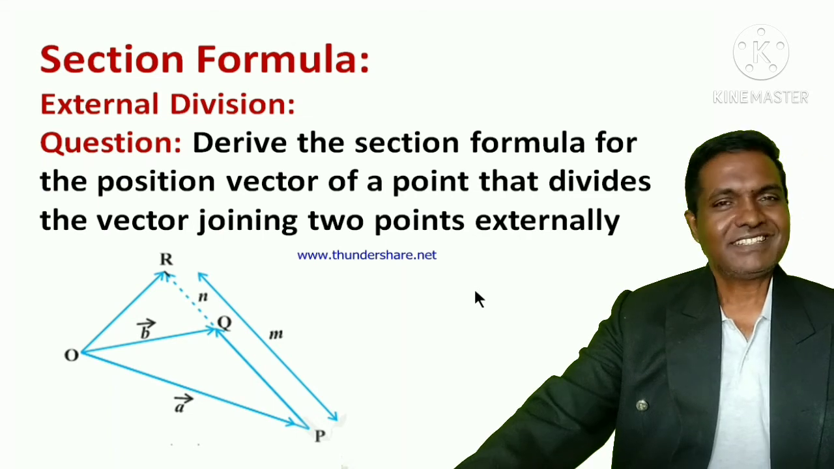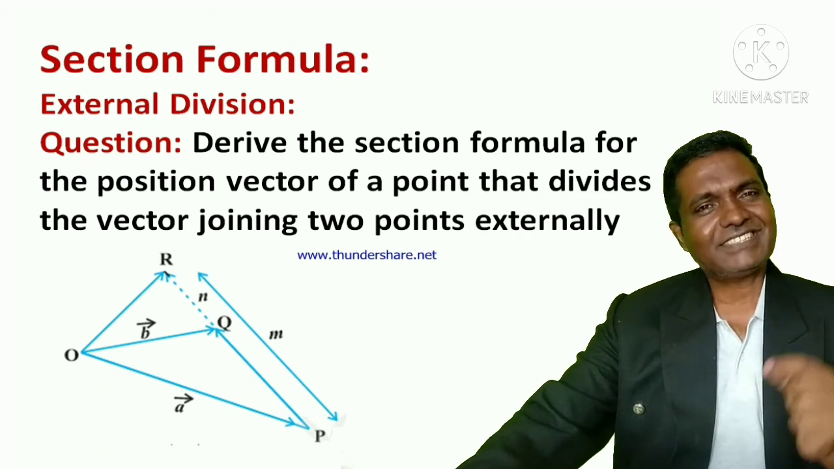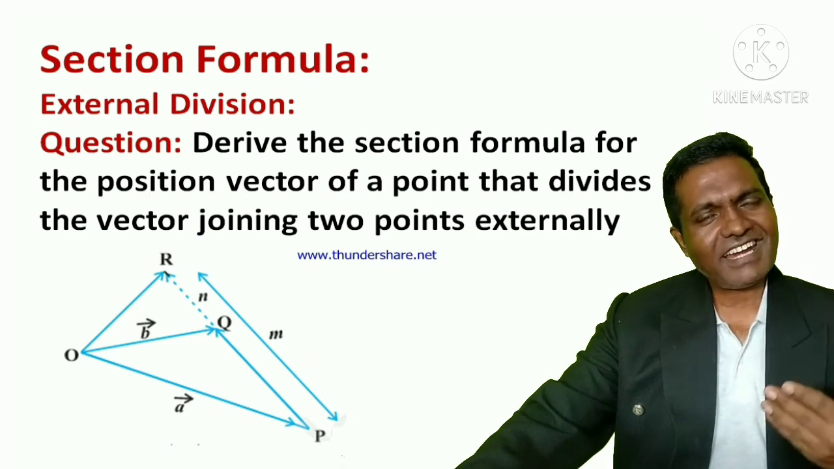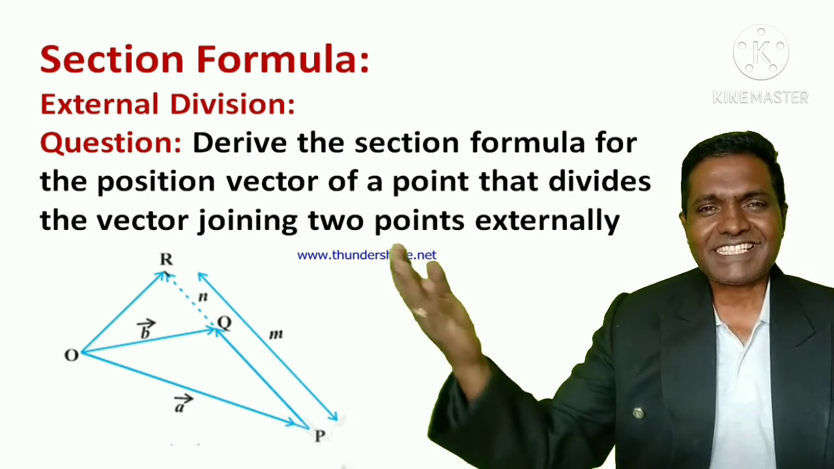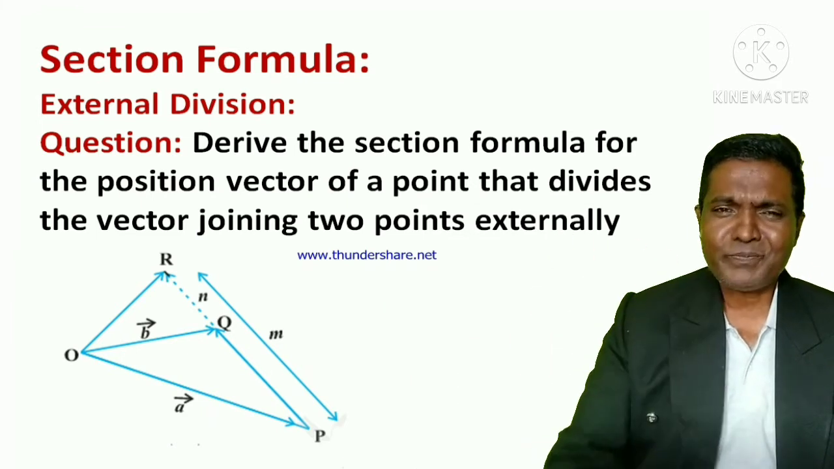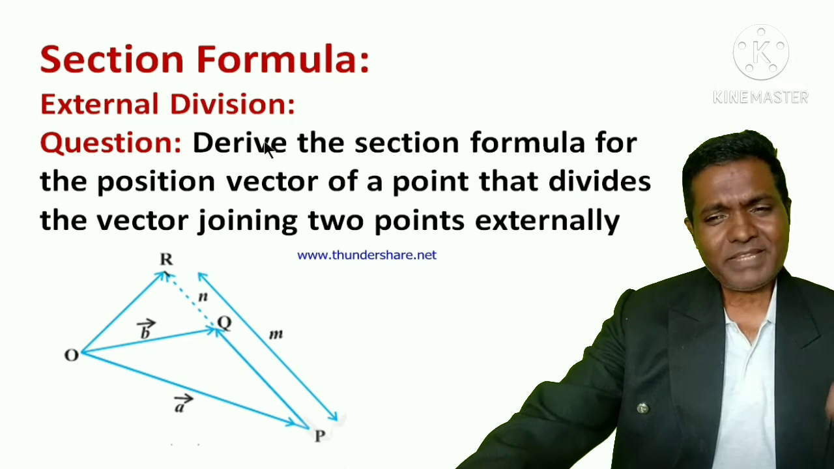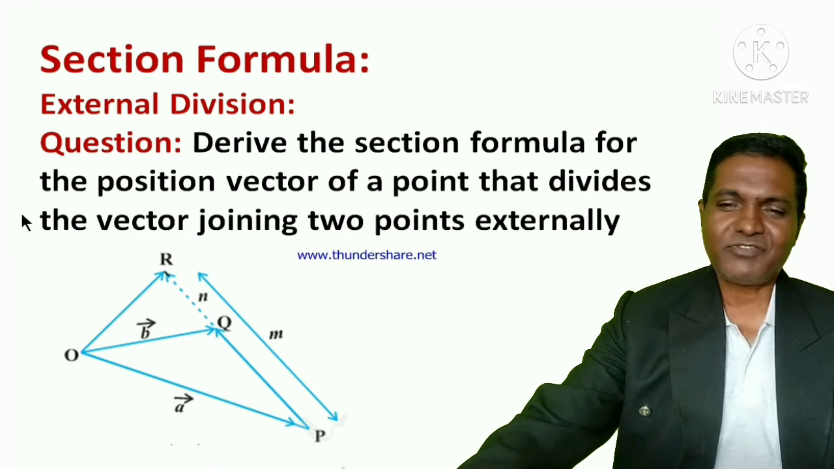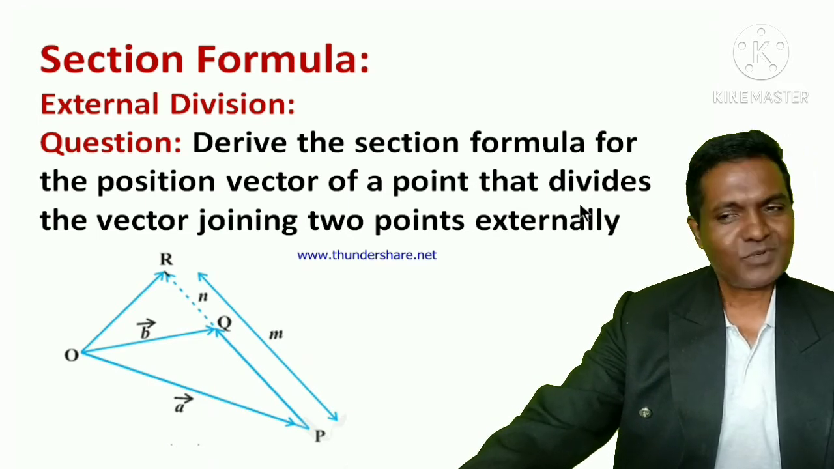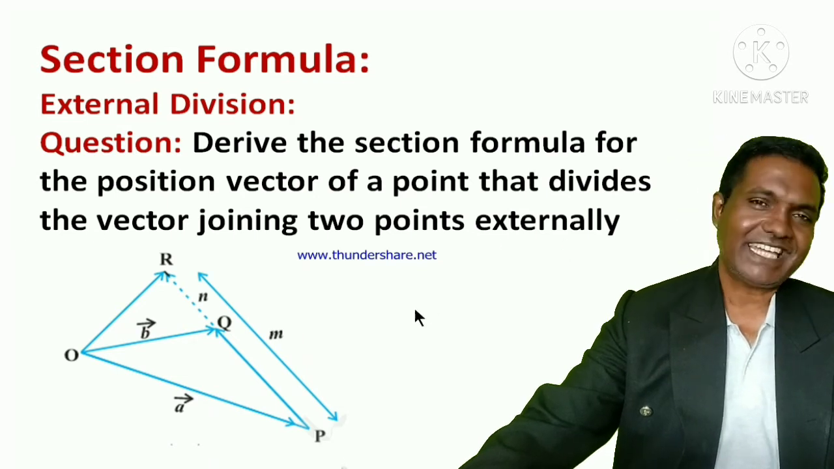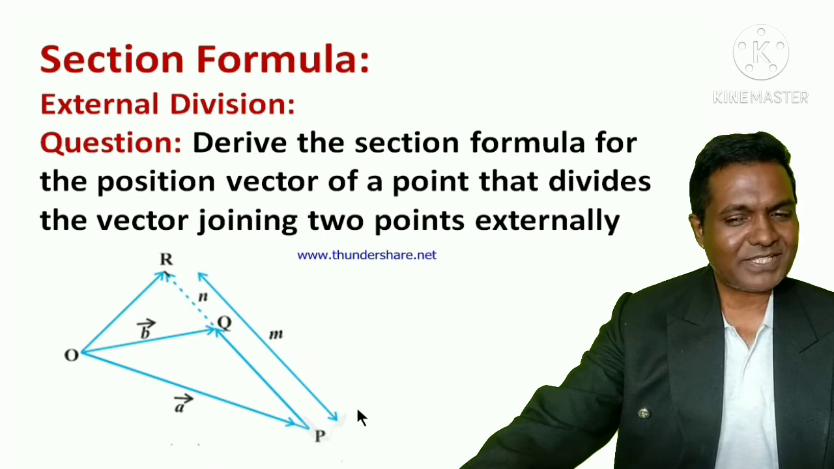Hello students, we will be discussing another case of a section formula, that is, if the point R divides PQ externally in the ratio m is to n. So let's see this. Maybe the question will be asked: derive the section formula of the position vector of the point that divides the vector joining two points externally in the ratio m is to n.